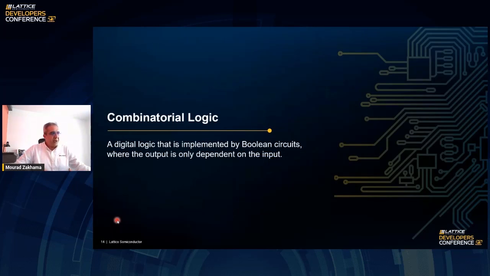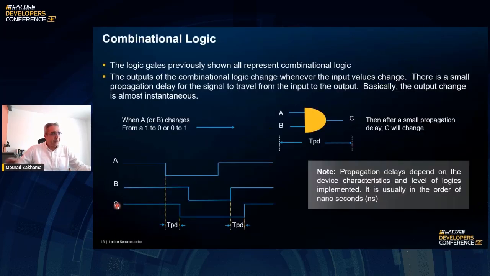So that brings us to combinatorial logic. What is combinatorial logic? Combinatorial logic is defined as digital logic that is implemented by Boolean circuits, where the output is only dependent on the input. All the gates that we've seen in the previous slides, and more, are combinatorial logic, and they operate depending on the input that we have on the logic. So the output is only dependent on the inputs A and B, in this case for the AND gate.